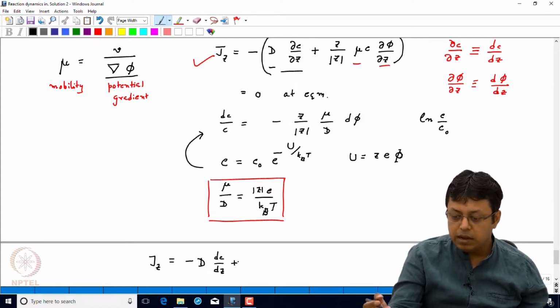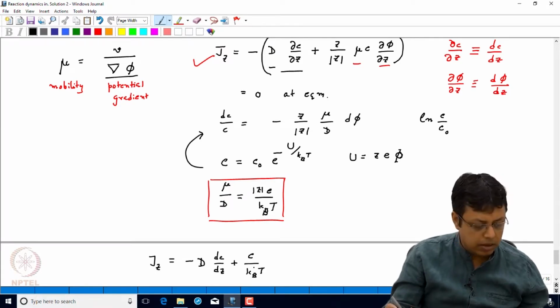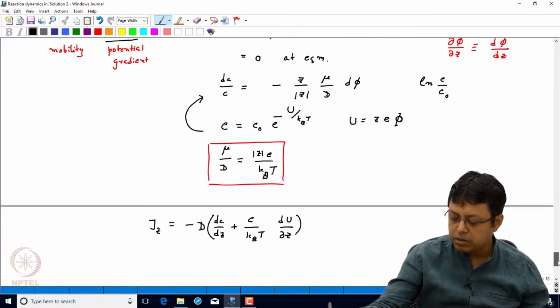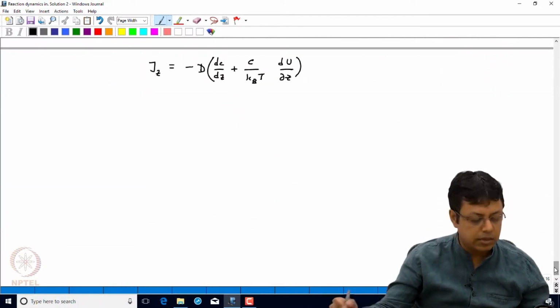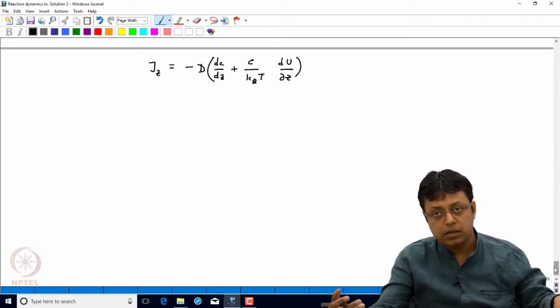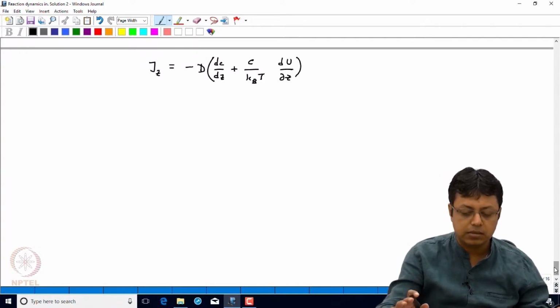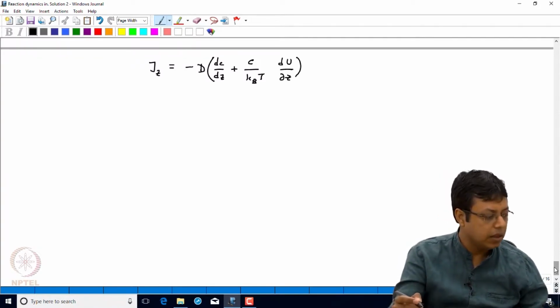Now I have already given a value of mu by D. So using that, you can easily show that it will be C by kBT, and times dU dz, where we have taken the diffusion coefficient common. So this is the modified equation for the flux, of course, which is equivalent to the reactive flux that we are going to connect eventually.